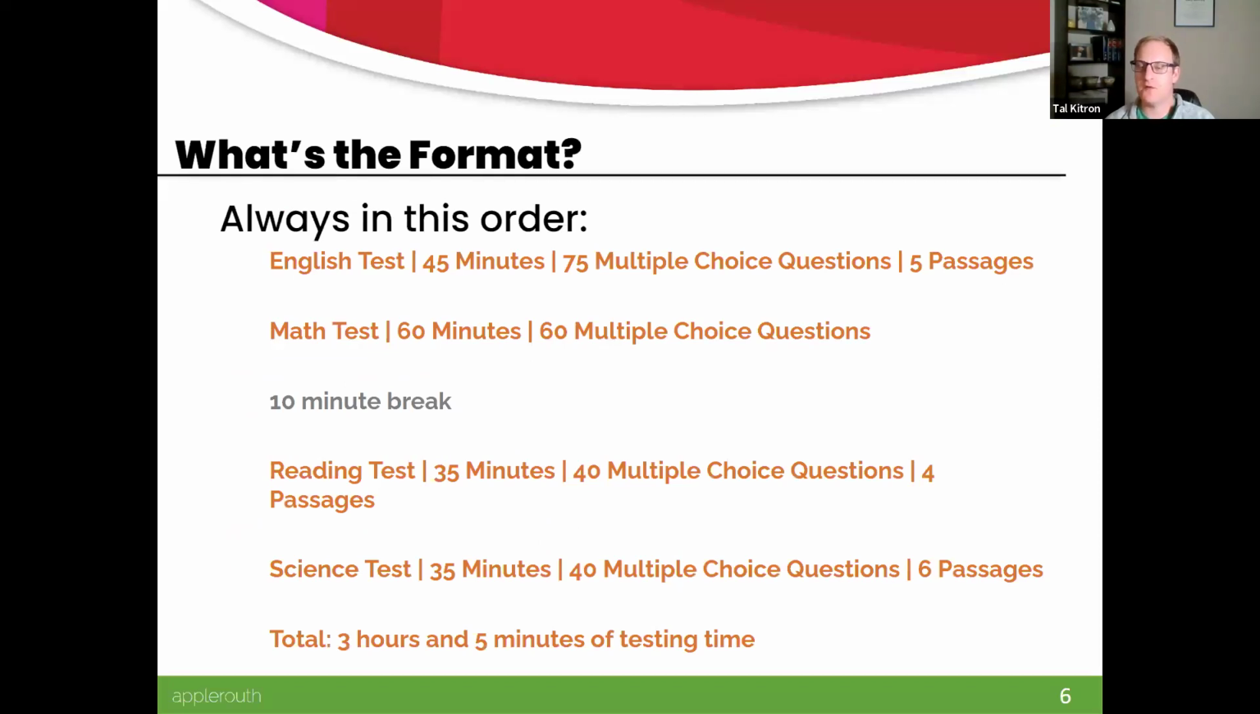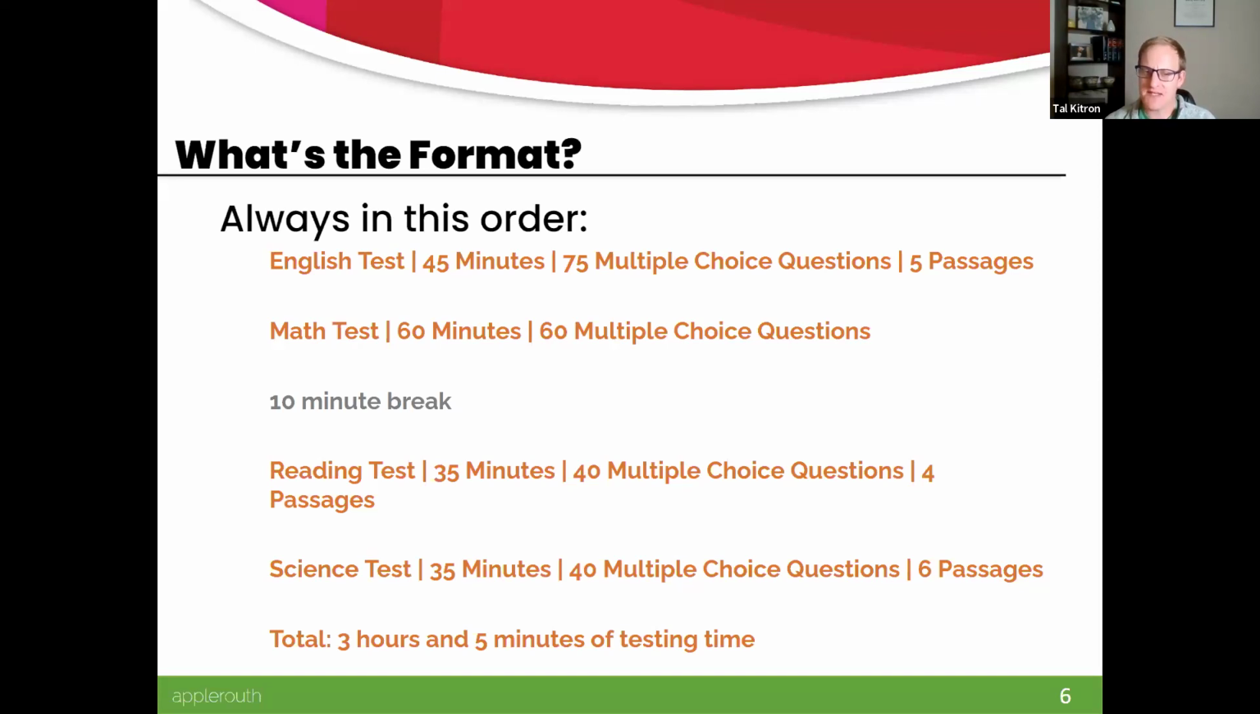So here's the overall format. Let's just take a minute to soak this in. The first section of the ACT, so when the proctor says time starts now, you will open it to the English section, which is 5 15-question passages. And you get 9 minutes per passage, which is 45 minutes total, unless, of course, you have an extended time accommodation.